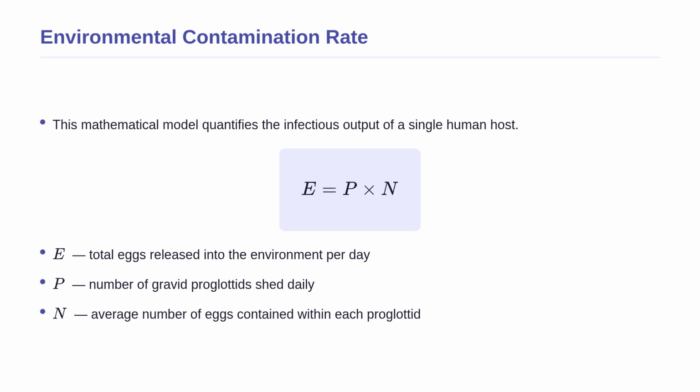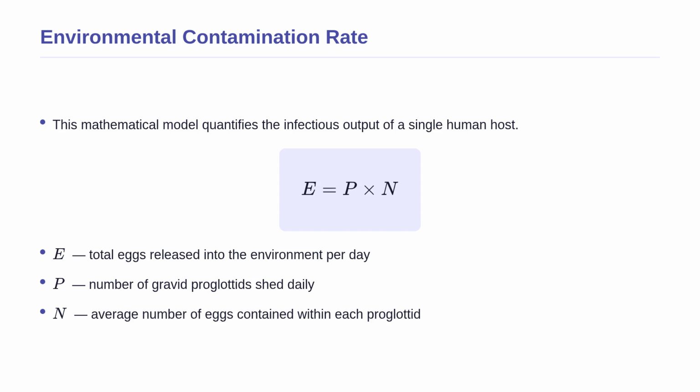To effectively control this spread, public health officials need to quantify the threat, which brings us to our first mathematical model. Parasitologists calculate the daily environmental contamination rate to understand how quickly a single human host can infect an area. The formula is E equals P times N.